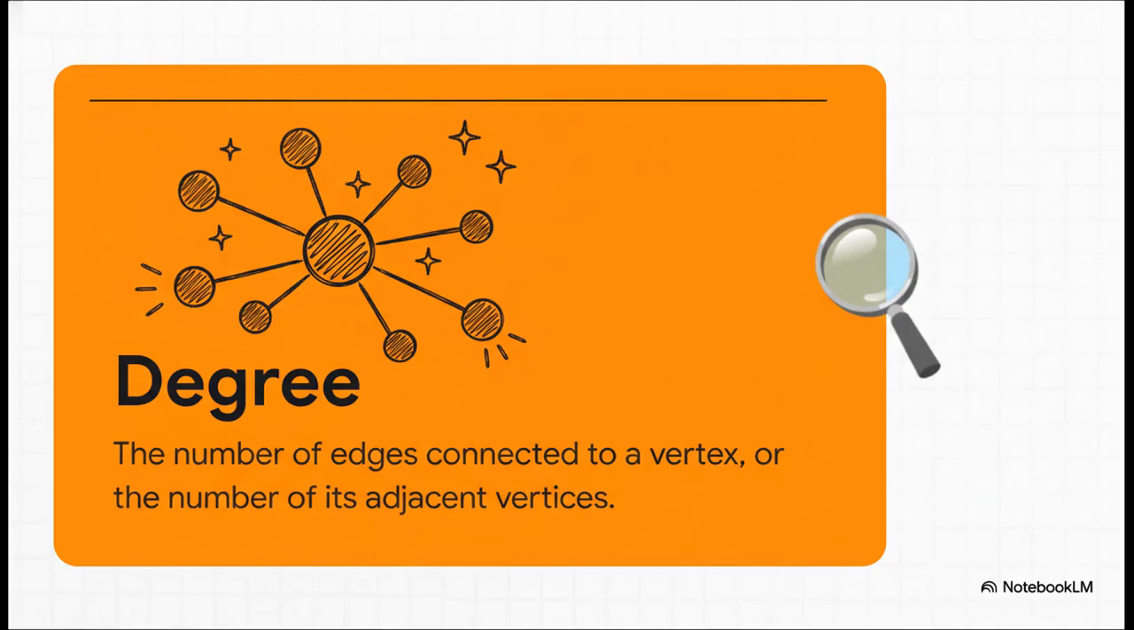So one of the first things you might want to know about a vertex is its degree. All that is, is a simple count of how many edges are connected to it. It's a great way to think about it as like social popularity. The more connections you have, the higher your degree.